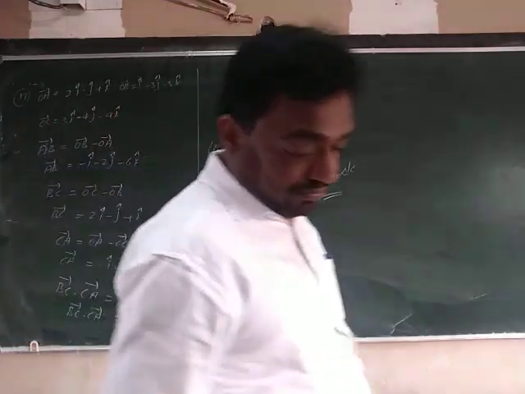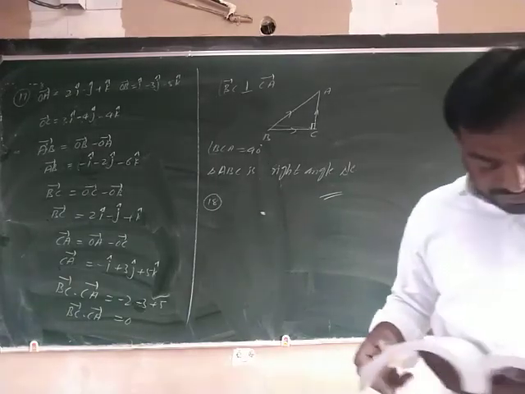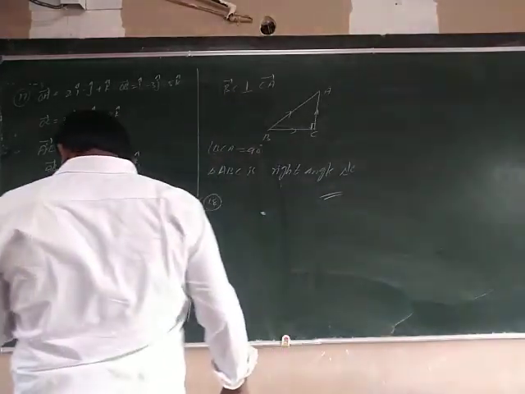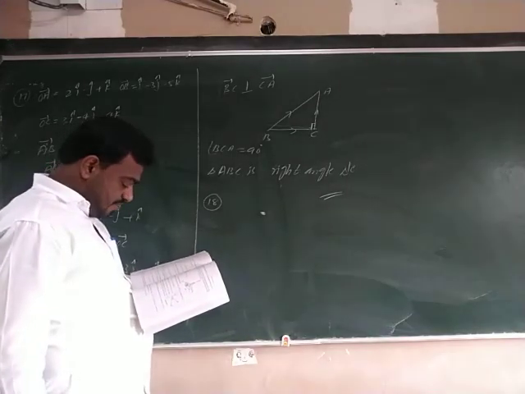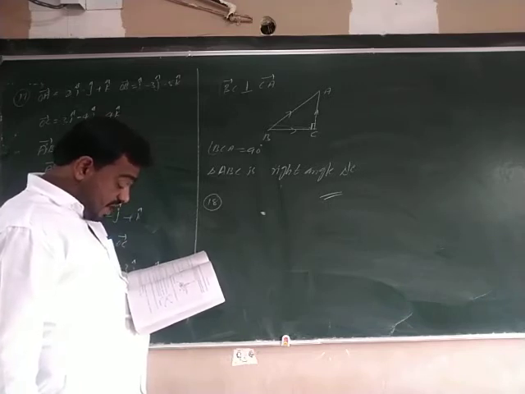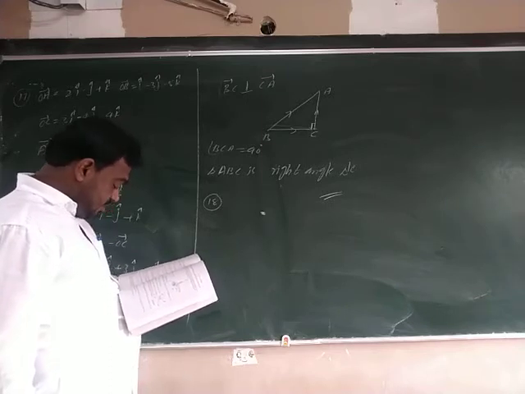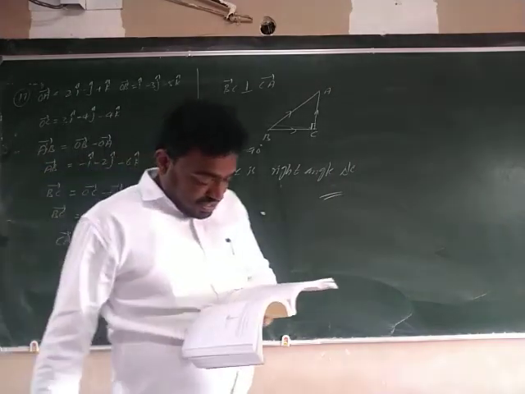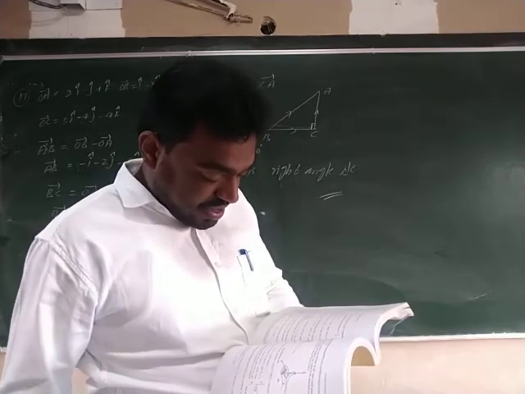Next, the last question in this exercise, the 18th question. If vector A is a non-zero vector of magnitude a and lambda is a non-zero scalar, then lambda times A is a unit vector if a equals lambda equals 1, lambda equals minus 1, a equals magnitude of lambda, or a equals 1 by lambda.